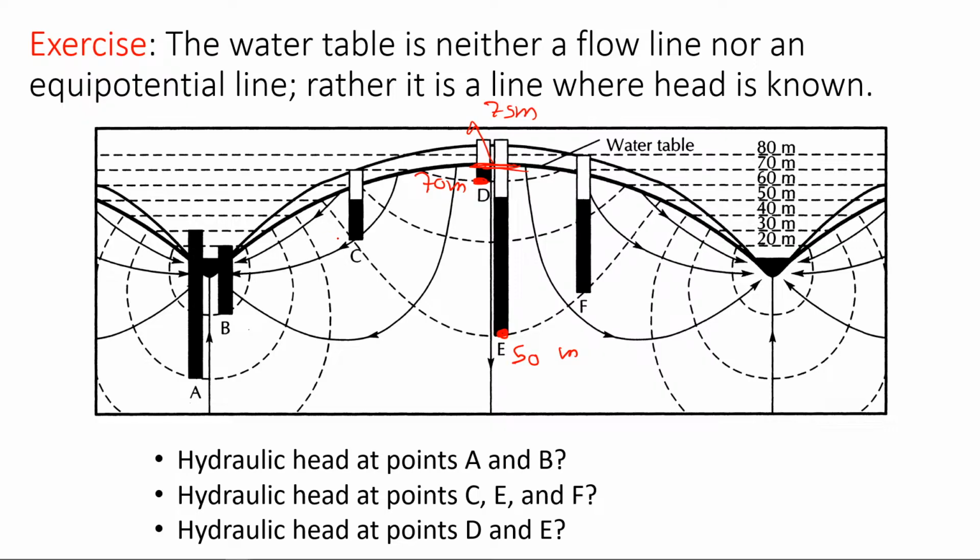So what about the head here at C? What's the head at C? The head at C is 50, yeah. And what is the head here? The head here is 50. So that's an equipotential line. So you basically connect these two guys here. That's how you connect these two guys here.